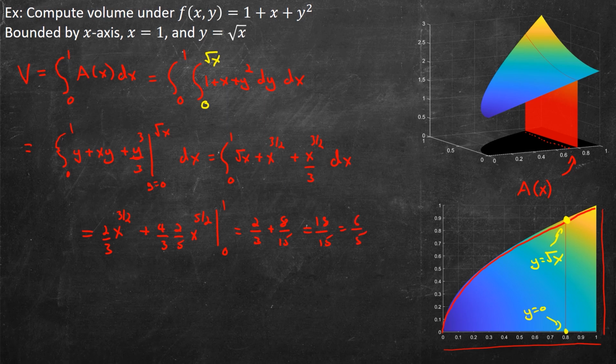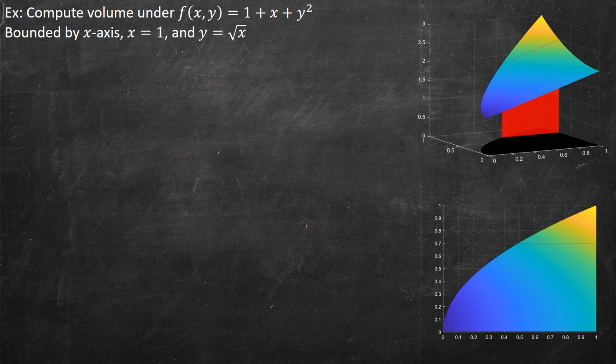So here we have done an integral with respect to y on the inside and an integral with respect to x on the outside. Let's see a somewhat different approach. Same question, but I want to do it differently. Basically, all I'm doing now is horizontal strips instead of vertical strips.